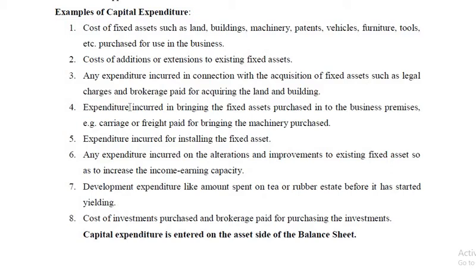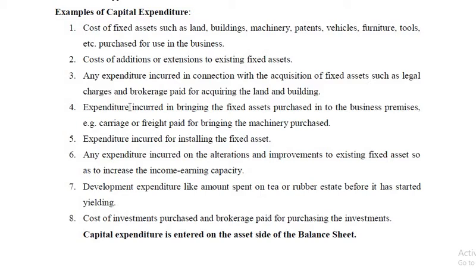Next, expenditure incurred for installing the fixed asset. So installation charges, cost of erecting, for example, machinery, is an example of capital expenditure. Wages paid for installation of a machinery is also an example of capital expenditure. Actually, ordinary wages are revenue expenditure, whereas wages paid for installing a fixed asset is a capital expenditure.